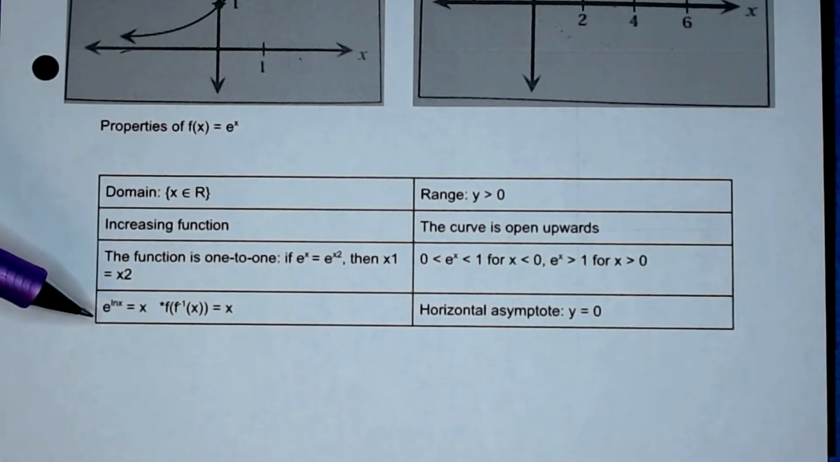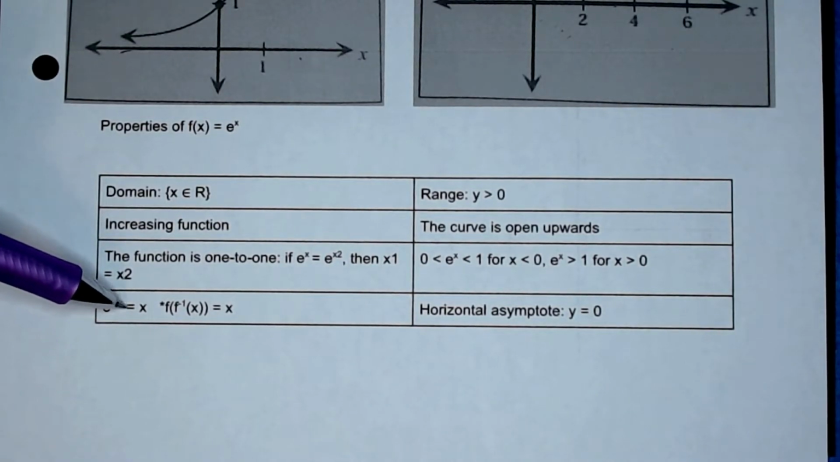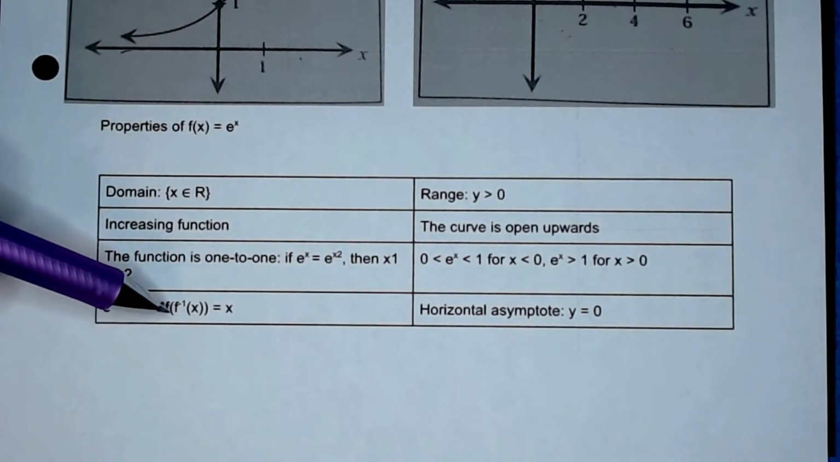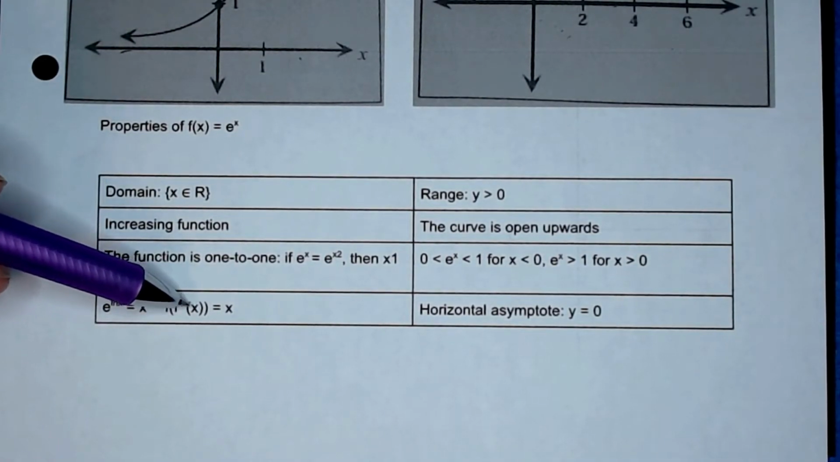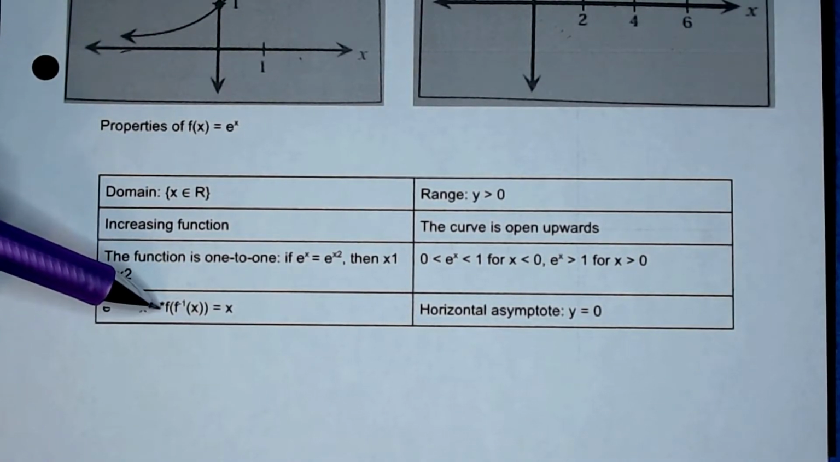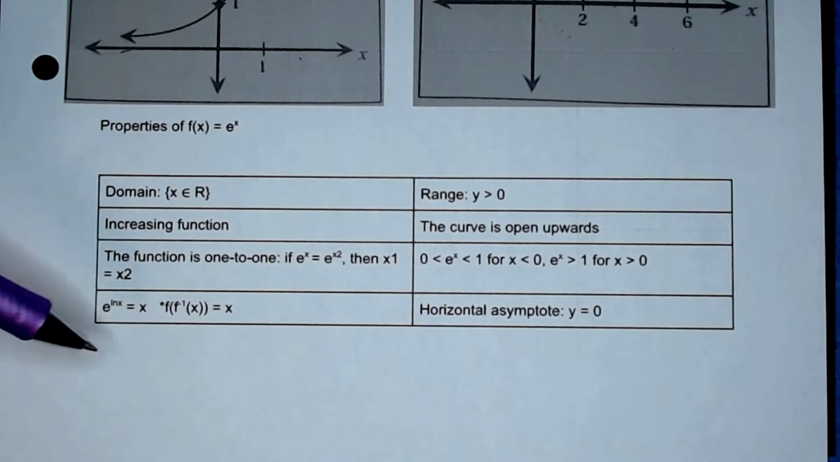You haven't seen this term yet. LN stands for natural log. Logarithms are the next unit, unit 9. So we'll talk about that in the next unit, but e to the power of natural log of x is equal to x. And f of f to the minus 1 of x is equal to x, and that makes sense. The function of the inverse of the function is x. We'll cover this in the next unit coming up, so don't worry about that too much, but it is one of the properties of the graph. And then, as we discussed before, the horizontal asymptote.